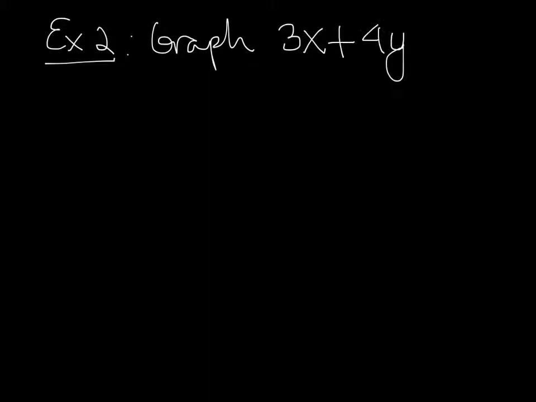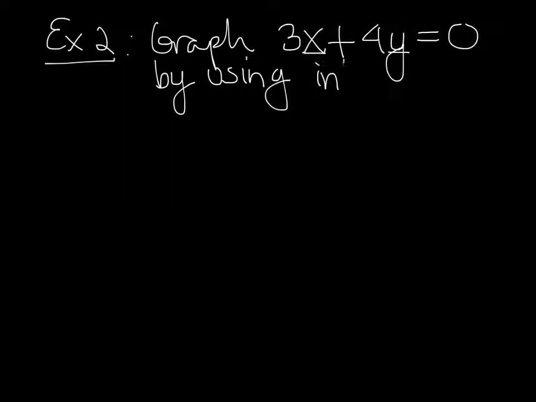Okay, so this is example 2, and similarly to the last example, we are going to graph a linear equation. So my linear equation is the following. That's my linear equation in 2 variables. And we're going to do this by using the intercepts, or in other words, by finding the intercepts. So intercepts, again, are special points on the graph that touch the x and the y axis.